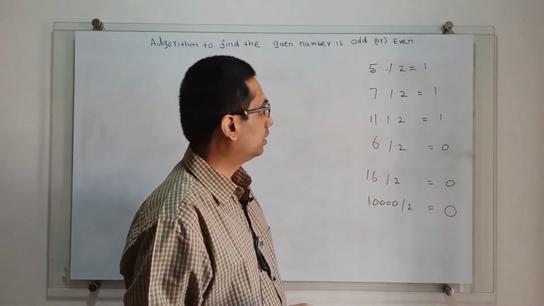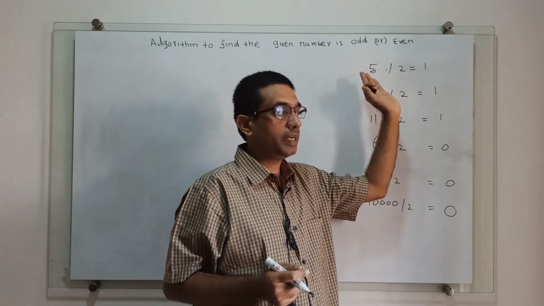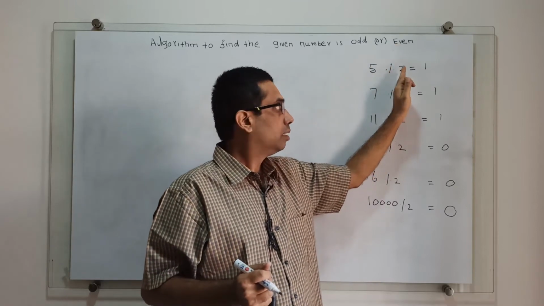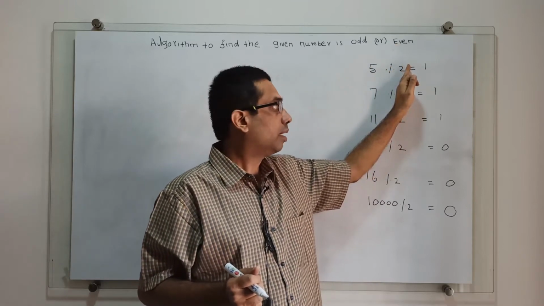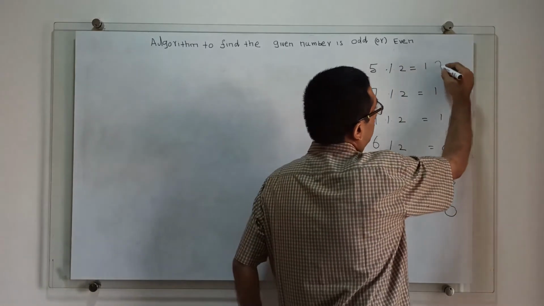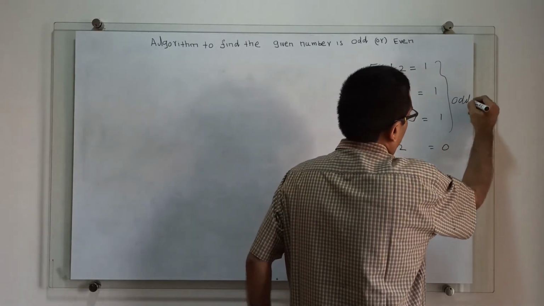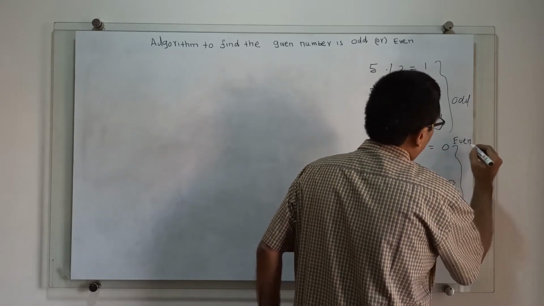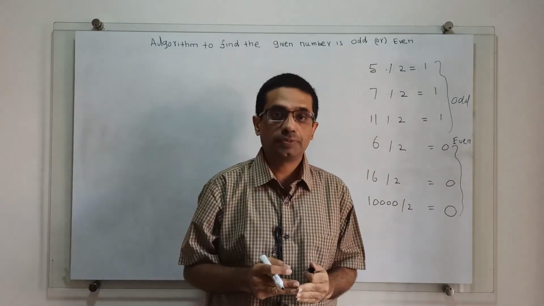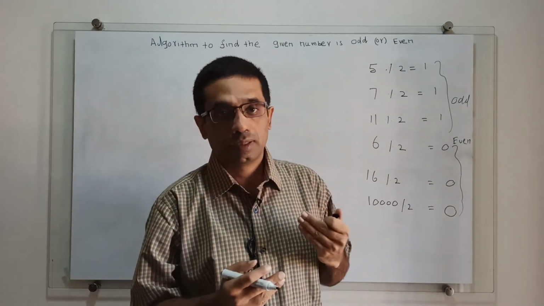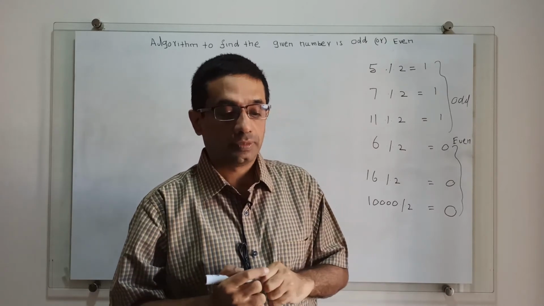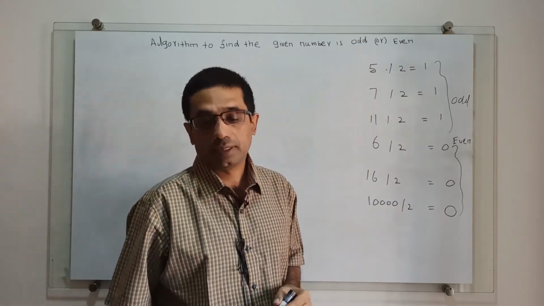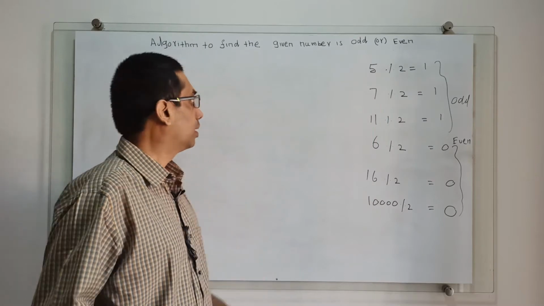So our logic is, when we find the remainder of the given number divided by 2, an odd number always returns the value 1 and an even number always returns the value 0. This is the programming logic we are going to use in this algorithm. Now we will go to our algorithm.